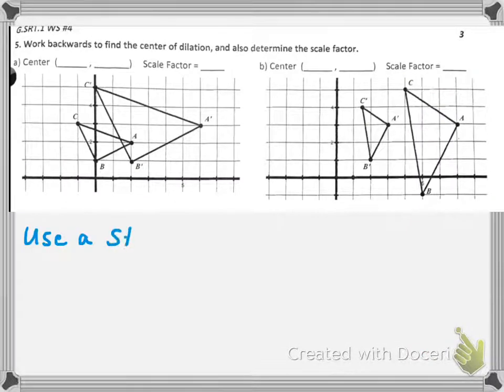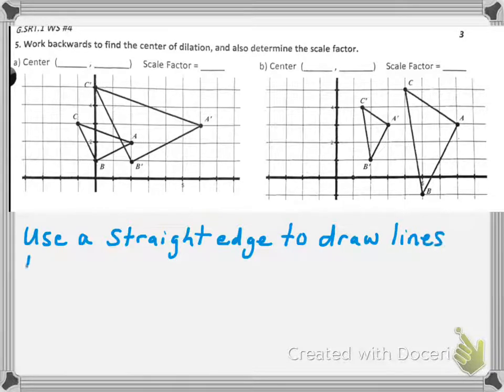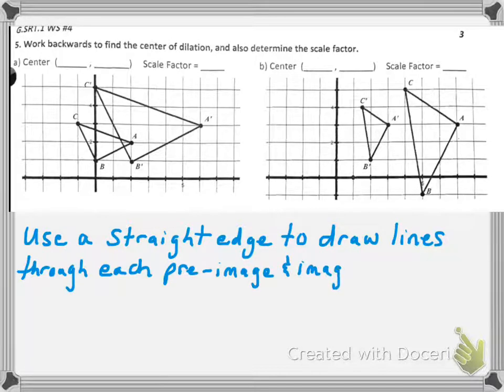And now we're on number 5, and we're having to work backwards to find the center of dilation now. And this is actually easier than you may have thought. You just use your straight edge and you're going to draw some line segments. You're going to go through each point and its image, and then where all of those lines intersect, that's going to be the center of dilation. That point will be the center of dilation.